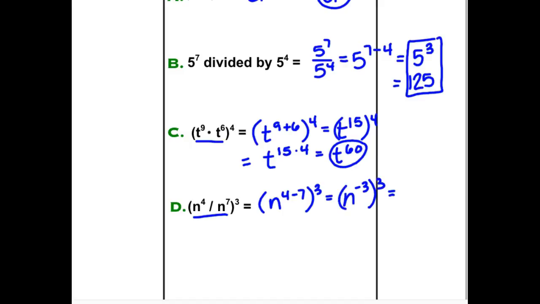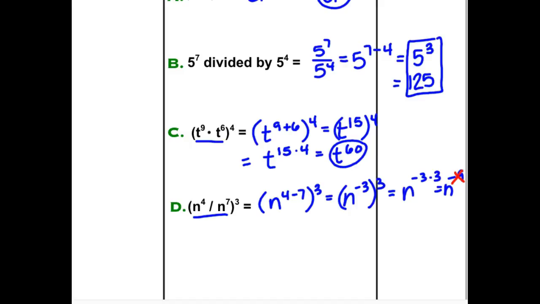I didn't think we could have negative exponents. You're right. So we'll start initially, this would be n to the negative 3 times 3, which would be n to the negative 9th. But we don't want that negative exponent. We want to have positive exponents.